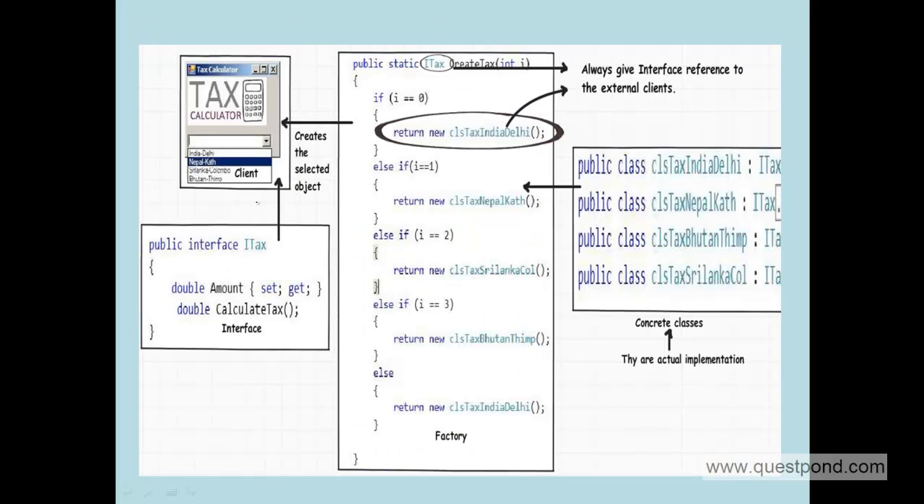So here's how exactly the project looks with the code. This is the first project you have, that's your user interface. Then you have a second project which has the interface ITax, and it has 2 functions. One is the amount and the other one is calculate tax. Basically the amount will take the value for whichever amount you want to calculate the taxes, and calculate tax will return the tax as per the amount which is provided.